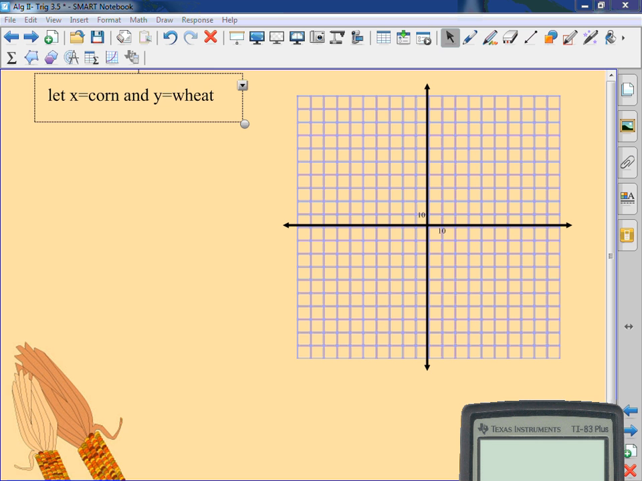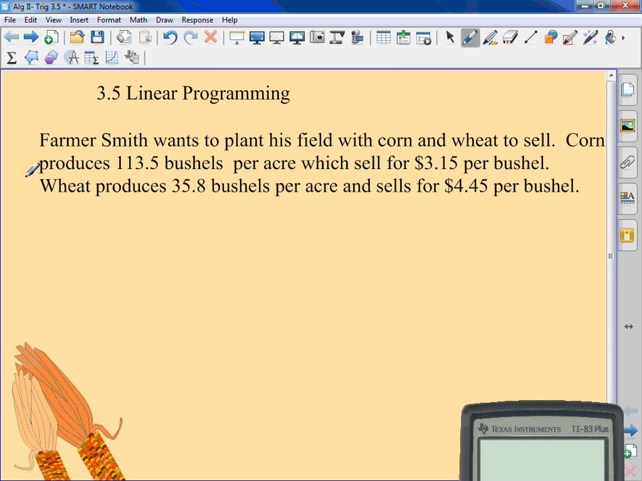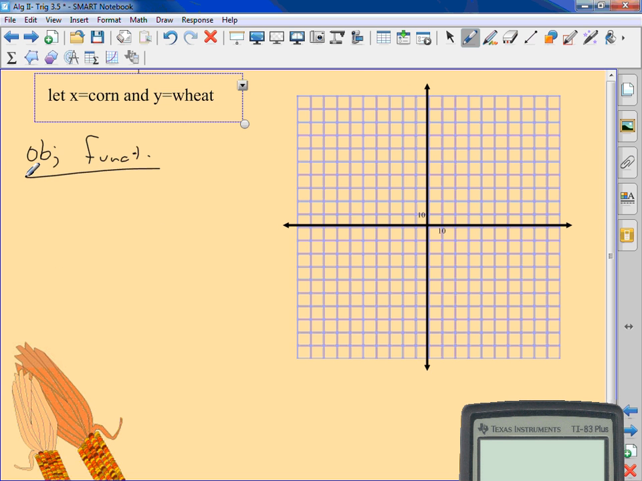All right, in our notes, the first thing we're going to do is come up with the objective function. What are we talking about in this problem? What's he want to plant? Corn and wheat. So I'm going to say let corn be X, let wheat equal Y.